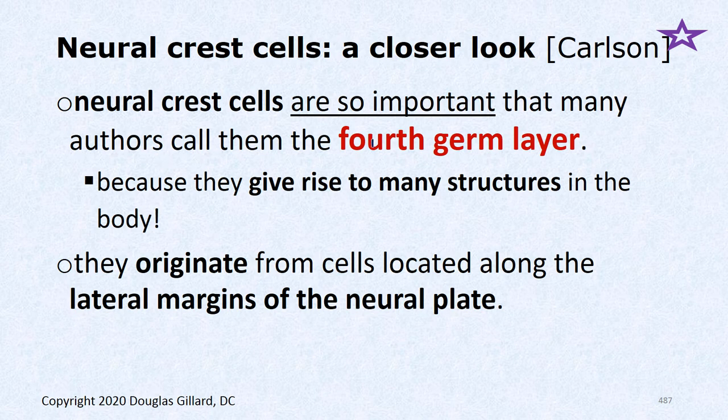Cranial crest cells are so important, these neural crest cells. Some authors call them the fourth germ layer. They give rise to so much tissue, and you'll see what I mean here in a second. They originate from cells located along the lateral margins of the neural plate, right? They become mesenchymal in nature because of a medium level of BMP.